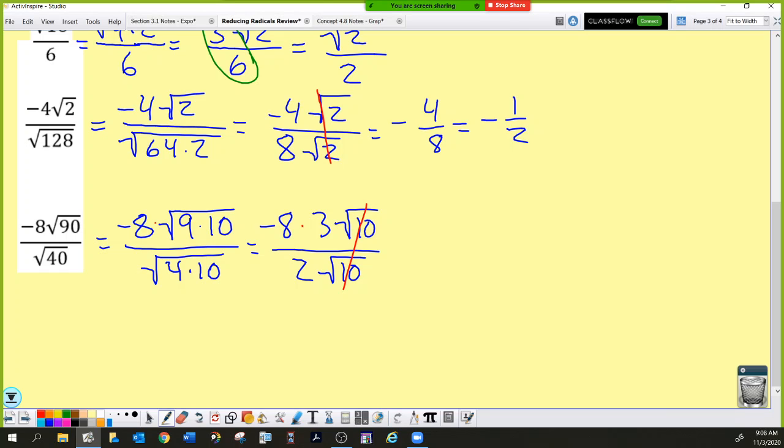So on top is negative 24. Again, no calculator. You need to know how to multiply and divide. The bottom is 2. And negative 24 divided by 2 is negative 12. So all of this mess equals negative 12.